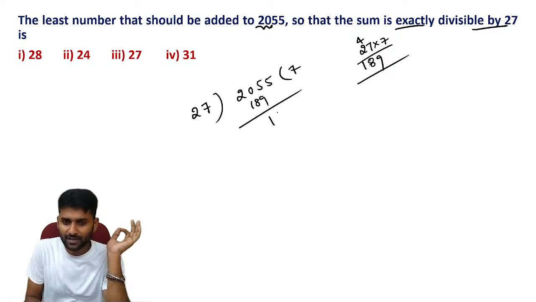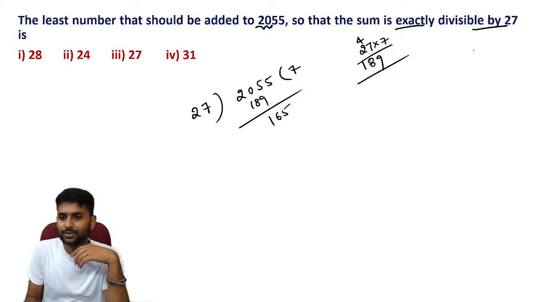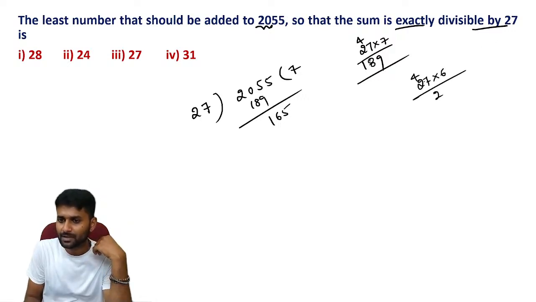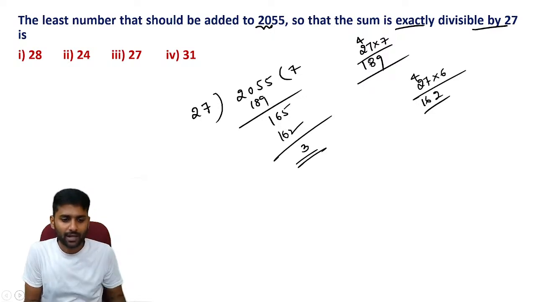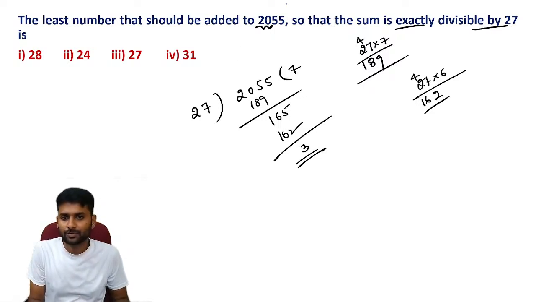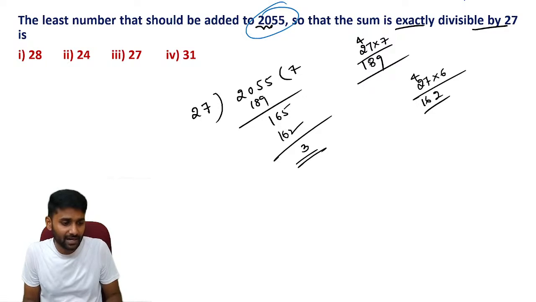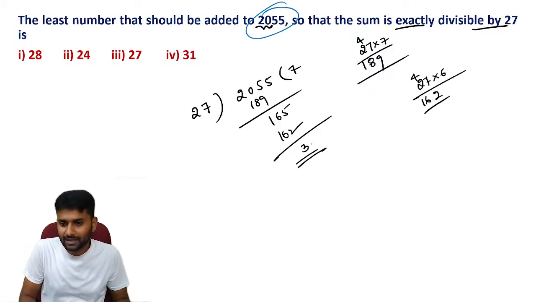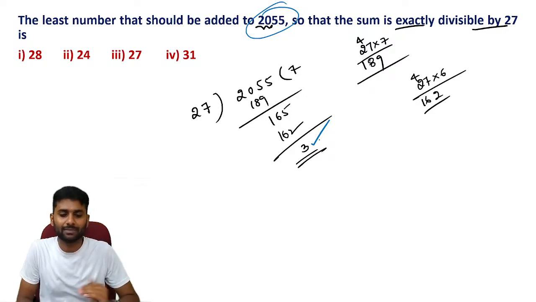If you go through the difference, it is 165 units. Again 27 is multiplied by 6 times. Now 6 twos are 12, 162. Now here the remainder is 3, guys. What I understand from the calculation: if 2055 is exactly divisible by 27, you never get a remainder. You will get 0 remainder. But here you will get 3 units, means remainder is 3.